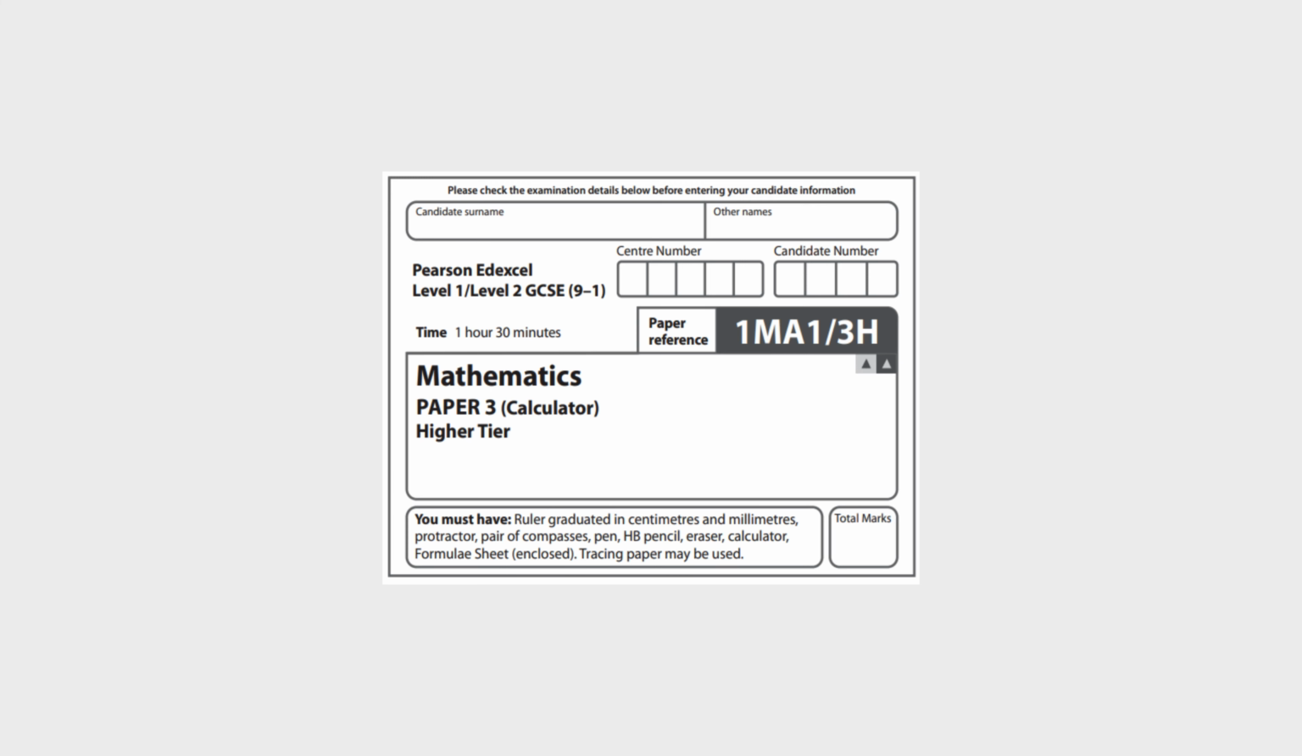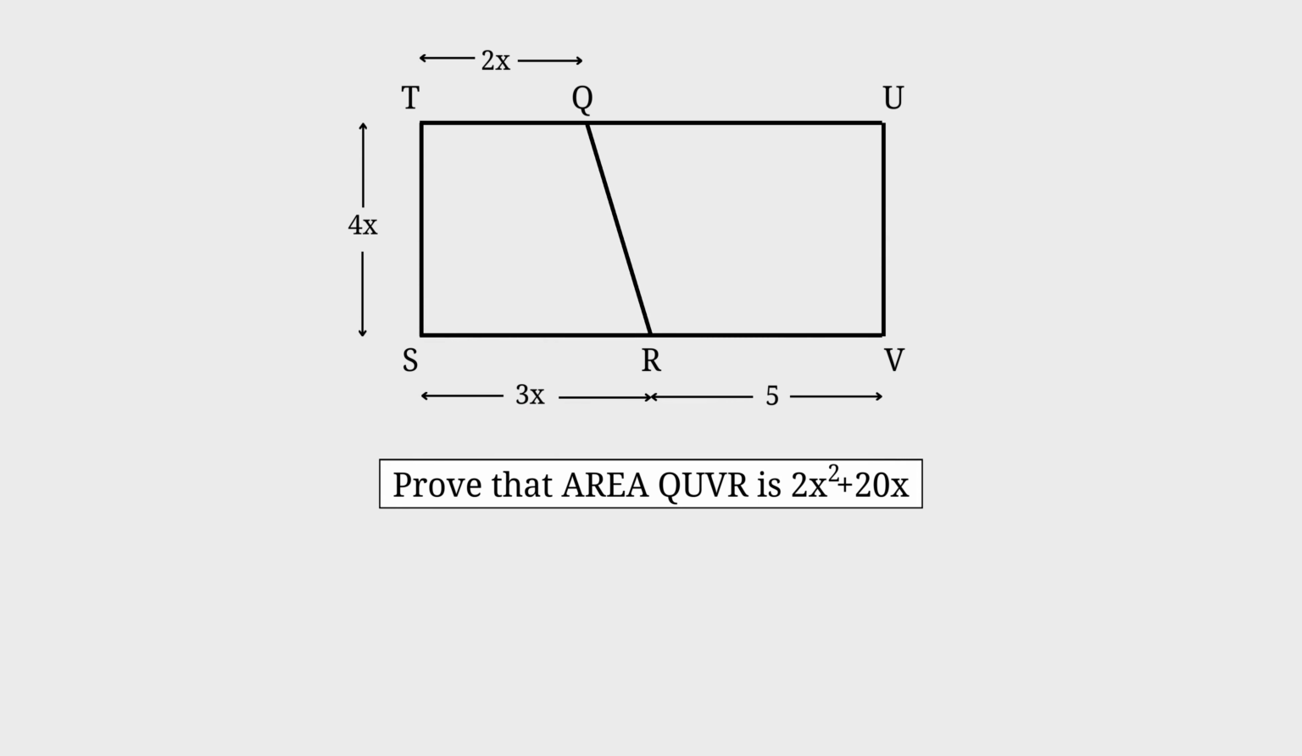I found this question in this paper. STUV is a rectangle. Prove that the area on the right, or QUVR, is 2x squared plus 20x.